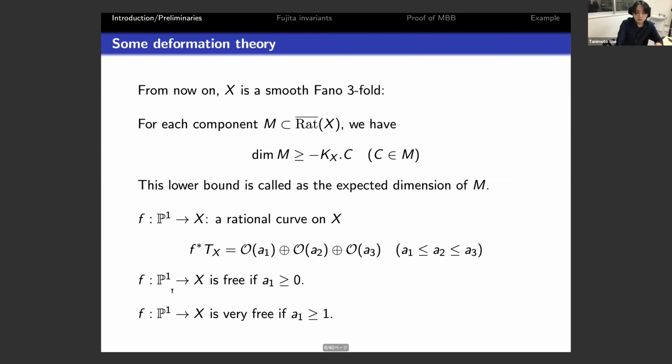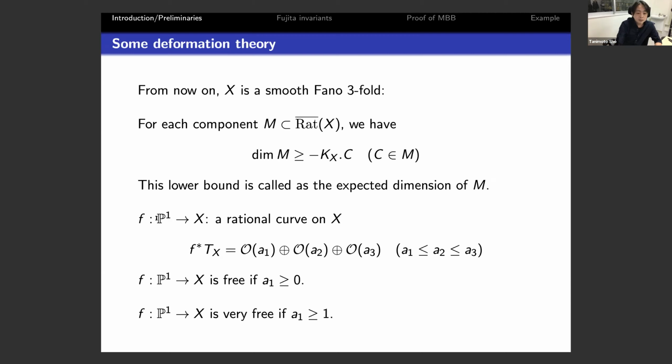All right, so then let me get to the smooth Fano threefold. From now on I'm going to assume that X is a smooth Fano threefold. For each component M of that bar X, we have dimension of M greater than or equal to minus K_X dot C, where C is a member of M. This minus K_X dot C is called the expected dimension of M. This always gives a lower bound, but it doesn't need to coincide in general. When it coincides, we say the expected dimension is equal to the actual dimension.